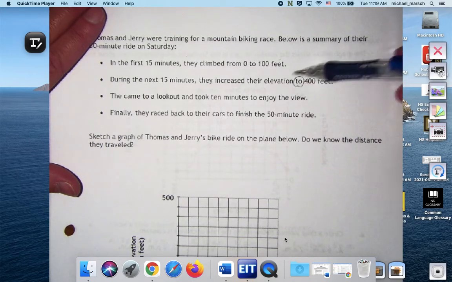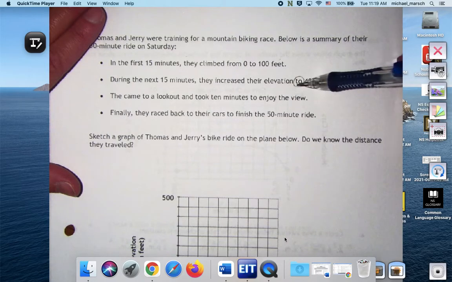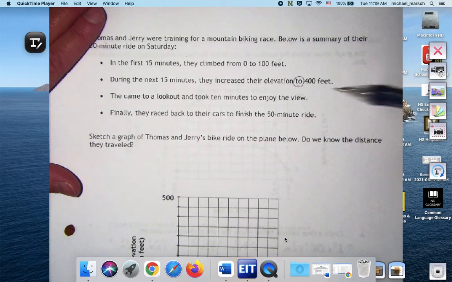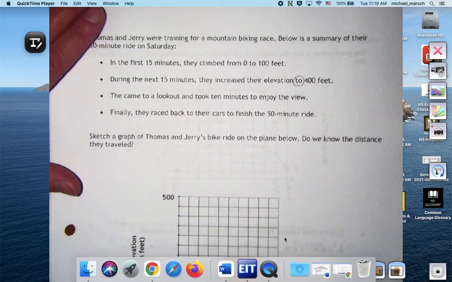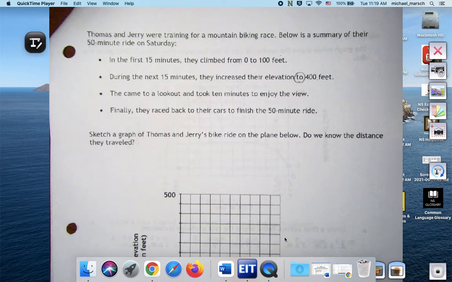Okay, so this one is just a little bit different because there's one word here. Instead of they increased for another 400 feet, this says it just went up to 400 feet. So your highest point is going to be 400 feet here. Go ahead, you guys can do this one by yourselves.